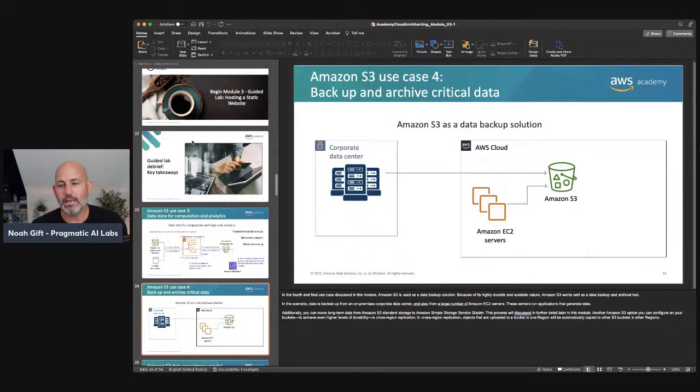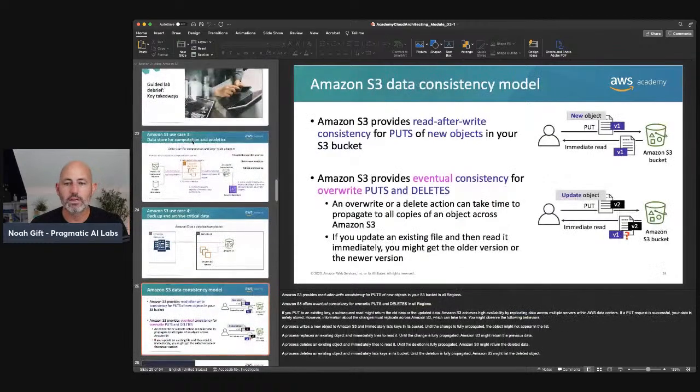Another one would be backing up and archiving critical data. So you could actually take your physical data center and you could just copy maybe snapshots of those machines and put those into Amazon S3.